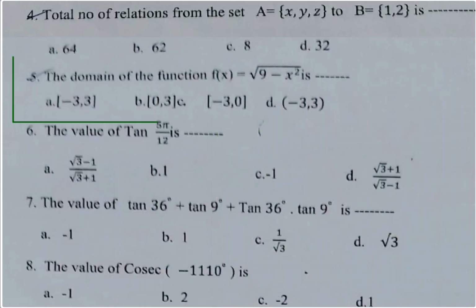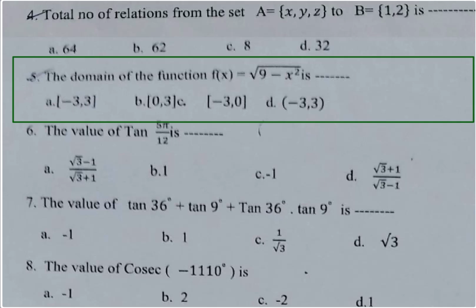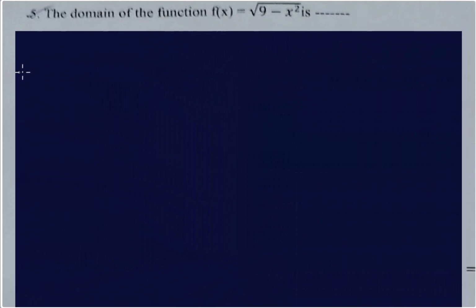The next question is, the domain of the function f(x) equal to square root of 9 minus x square is dash. So we need to find the domain of this function f(x), which is defined as square root of 9 minus x square. So the given function is f(x) is equal to square root of 9 minus x square.